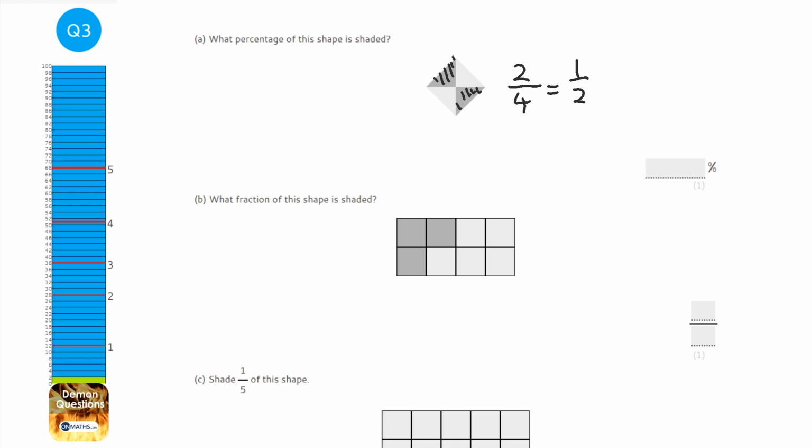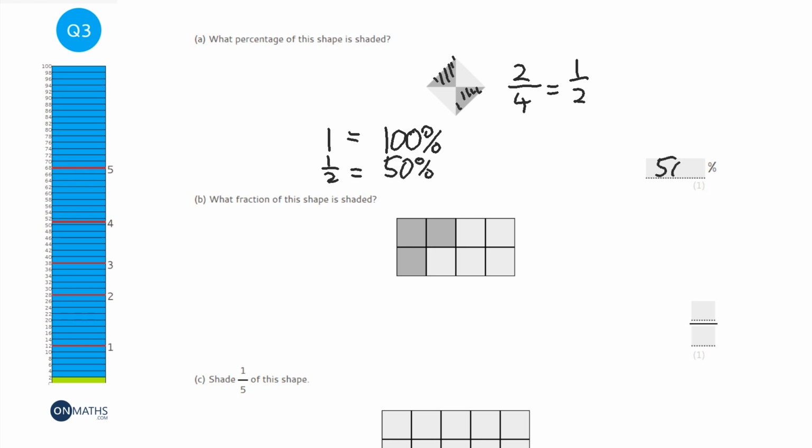So what is half as a percentage? Well, a whole as a percentage is 100%. So a half as a percentage is 50%. And if you didn't know that, you need to just practice knowing the main percentages. A tenth is 10%, a hundredth is 1%, and a quarter is 25%.